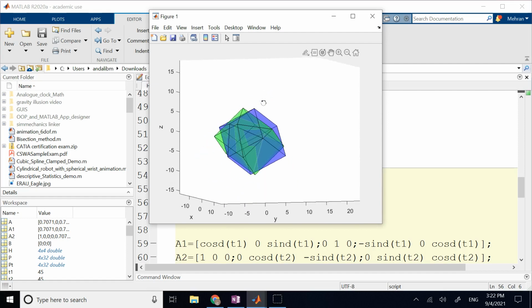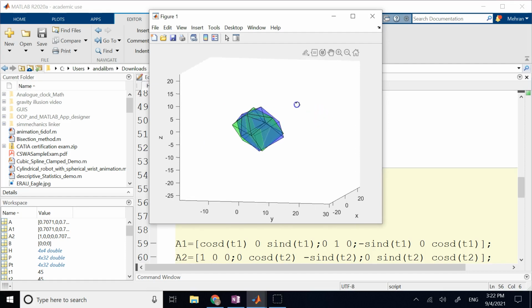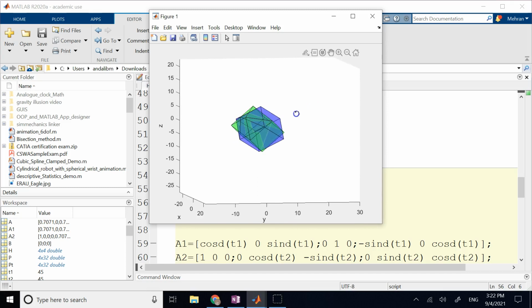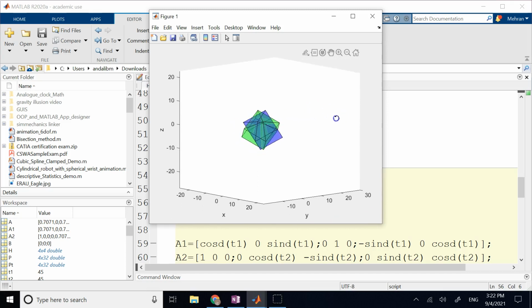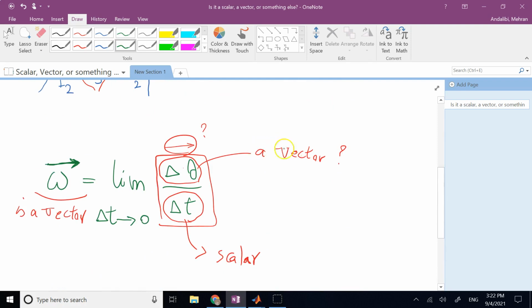And I can have the original one as well in red, but in this case the goal is to just look at the final ones and see whether they are the same or not, because they both started from the same shape. So clearly you see the answer to this question that I said is they are not. And well, if they are not, then this delta theta cannot really be a vector.